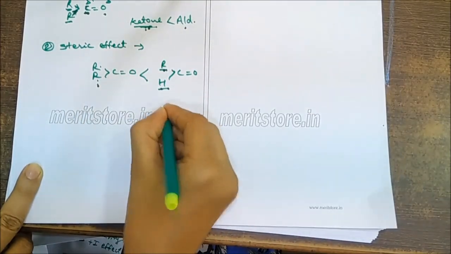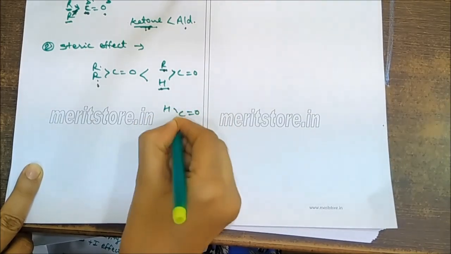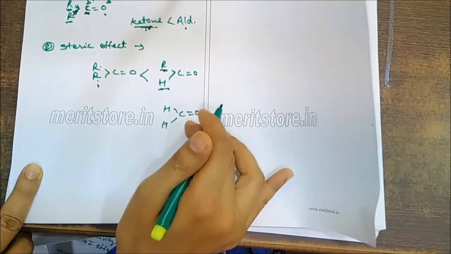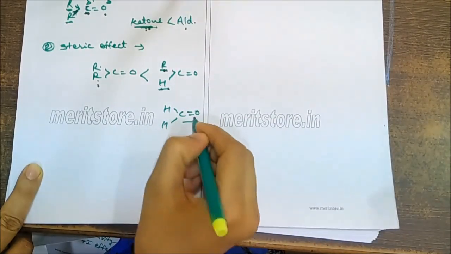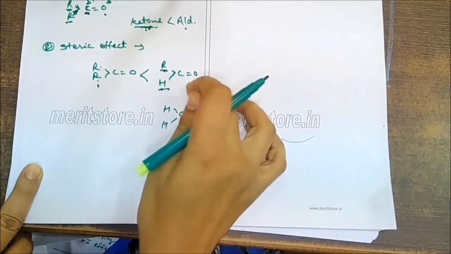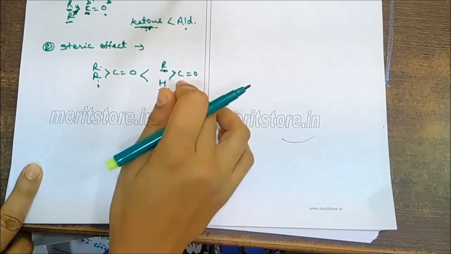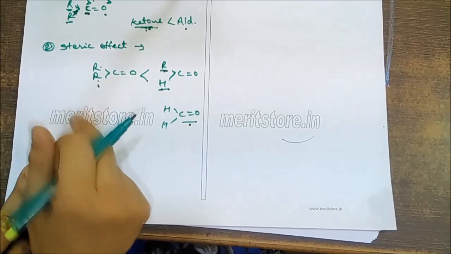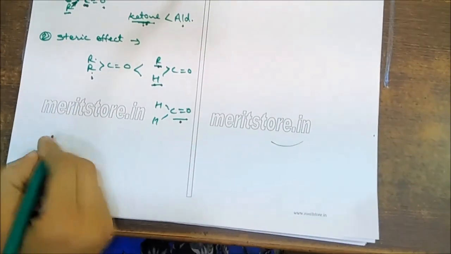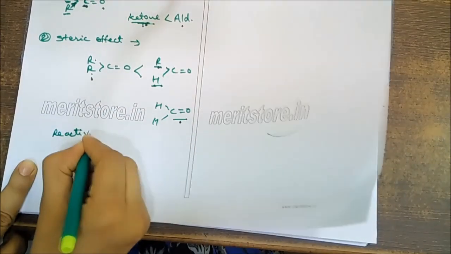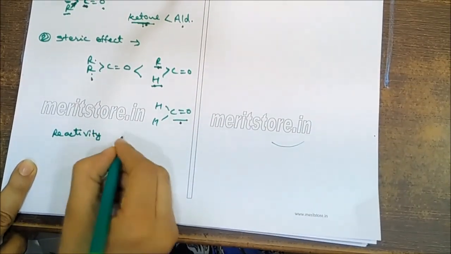And in formaldehyde, only two hydrogen atoms are there, no alkyl group. So this formaldehyde will be more reactive towards nucleophile as compared to other aldehydes, and these other aldehydes will be more reactive as compared to ketones. Reactivity decreases like this.